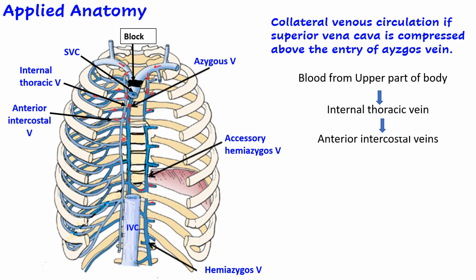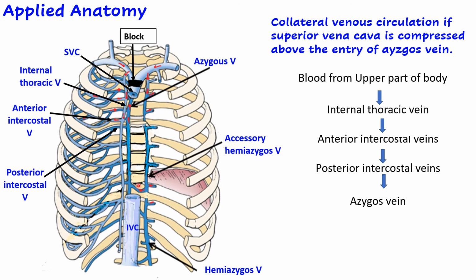Now the blood is going in the reverse direction. After that, the anterior intercostal veins form anastomosis with the posterior intercostal veins, the darker in color. You can see here, these are the posterior intercostal veins. So they anastomose with each other. So now the blood will go to the posterior intercostal vein. And the posterior intercostal veins, where do they open? On the right side, they will open into the azygos vein. And then the azygos vein is going to take the blood into the superior vena cava, and from the superior vena cava it will reach the right atrium.